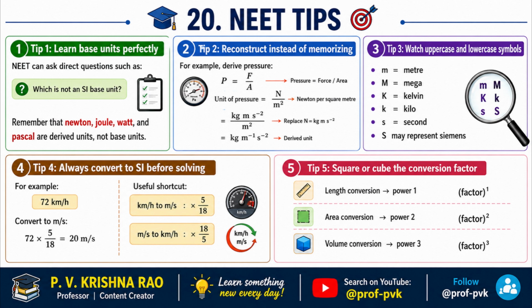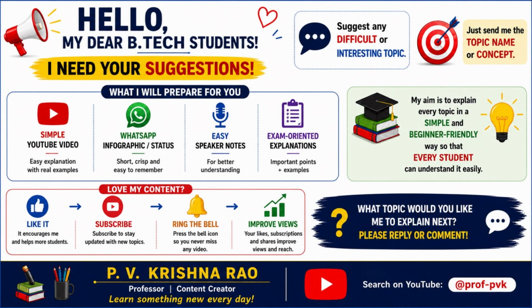Next point, tip 5. Square or cube the conversion factor. See the image. Length conversion, power 1, so the factor within parentheses has power 1. Similarly for area conversion, power 2, so factor whole squared. For volume conversion, power 3, that means factor whole cubed. Like that, you should put it in parentheses and multiply with the power. Then only mistakes will not occur.